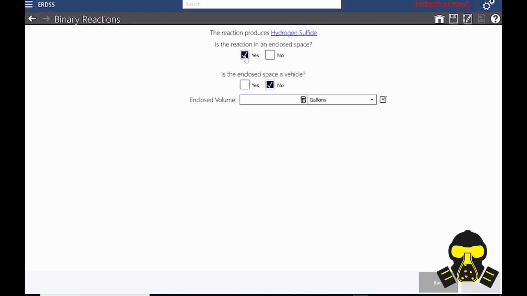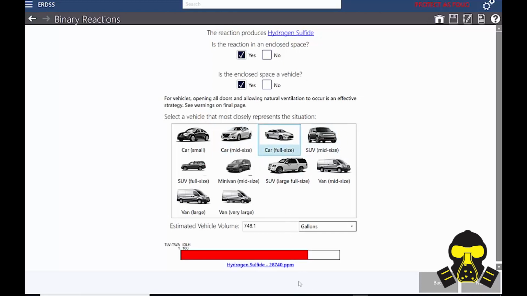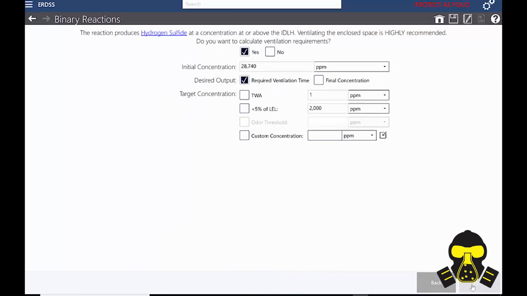Is it enclosed? Yes. Is it in a vehicle? Yes. Okay, now pick the vehicle. Okay, so is it a car, small, mid-size, full-size, SUV? Let's just go with a full-size car. That's going to tell us that it's 28,740 parts per million is what you're going to get max. So let's go to next.